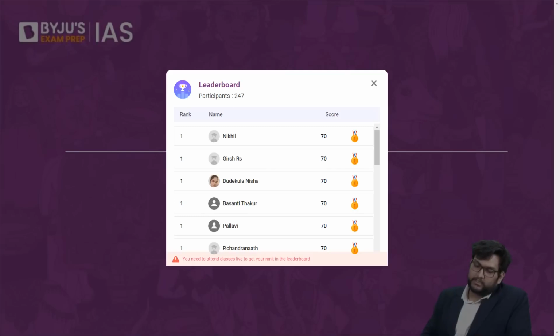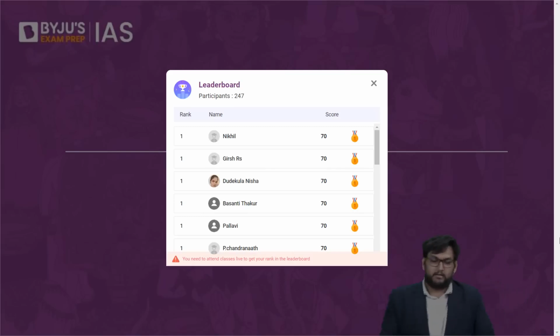Nikhil, Girish, Nisha, Basanti, Pallavi, Chandranath, Neha, Shaimil, Ritu, Karthik, Anushri, thereafter Shabir, Abhishek, Shomo, Abhijit, Divya, Pooja, Chaitanya, Femina, Shipra, Vivek Bhushan. There would be more people with 70. It only shows the first 20-25 as per the pace.